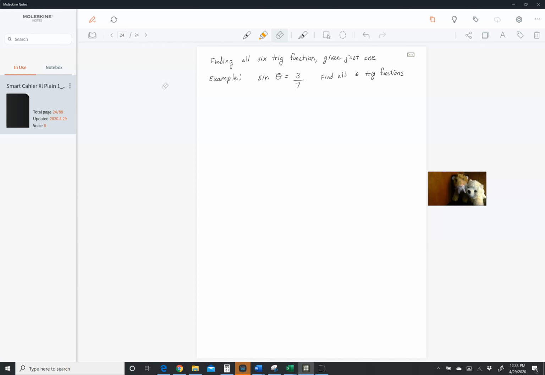So you can do this because essentially, now we don't know the angle. What we're doing is we're saying, okay, if the sine of the angle is 3/7, what is the cosine of the angle? What's the tangent of the angle? What's the secant of the angle, the cosecant of the angle, and the cotangent of the angle? Okay, so it's essentially a 3-step process. The first step is to identify the 2 sides that you already know.